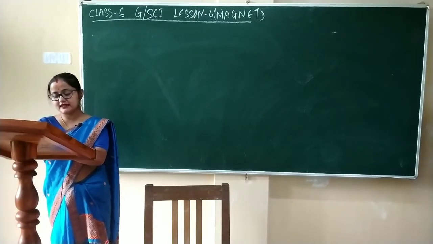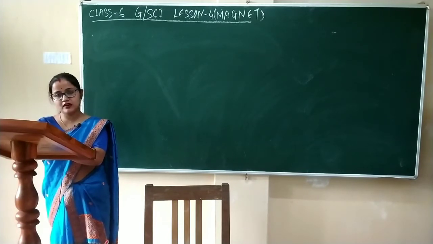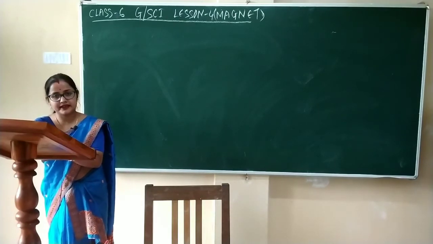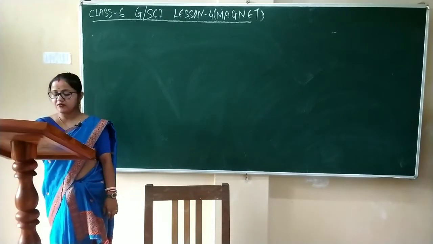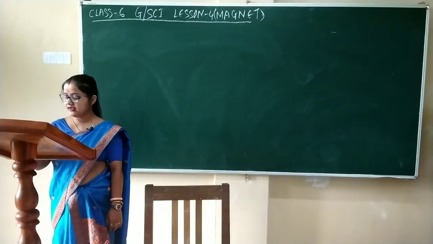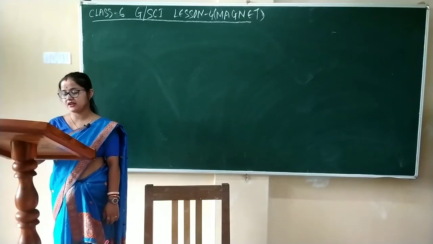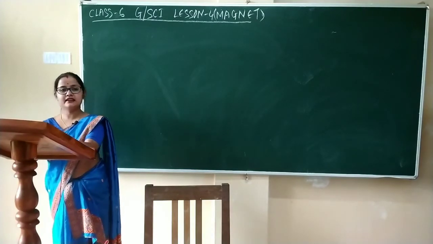Every magnet has a north pole and a south pole. It is also called the directive property of a magnet. We will find out why every magnet points in north-south direction later in the lesson. Okay?